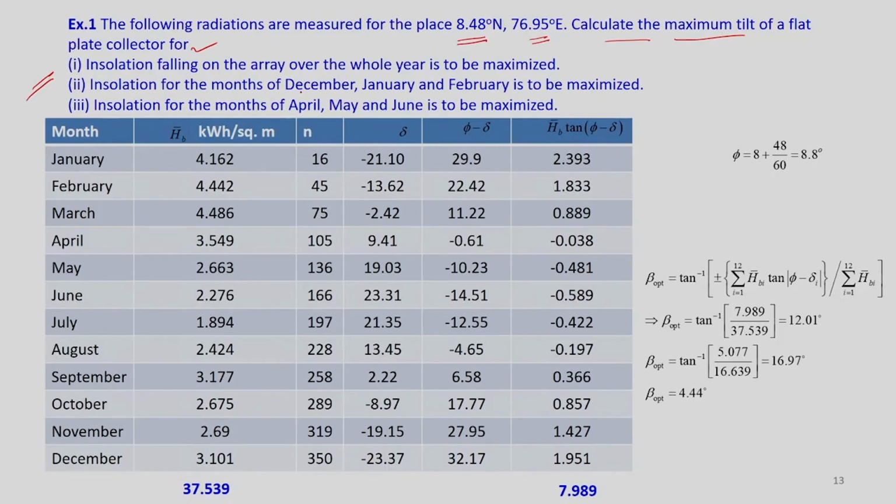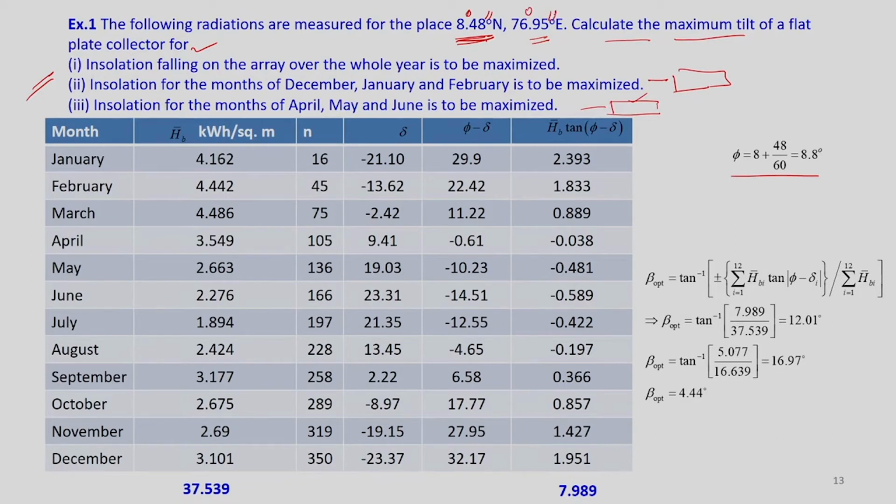For that we need to consider all the months. And second case, insolation for the months of December, January and February is to be maximized. And third case, insolation for the months of April, May, June to be maximized. There are logics why these months are considered, because we have specific applications during the summer and winter months. Actually, this is degree and this is minute.